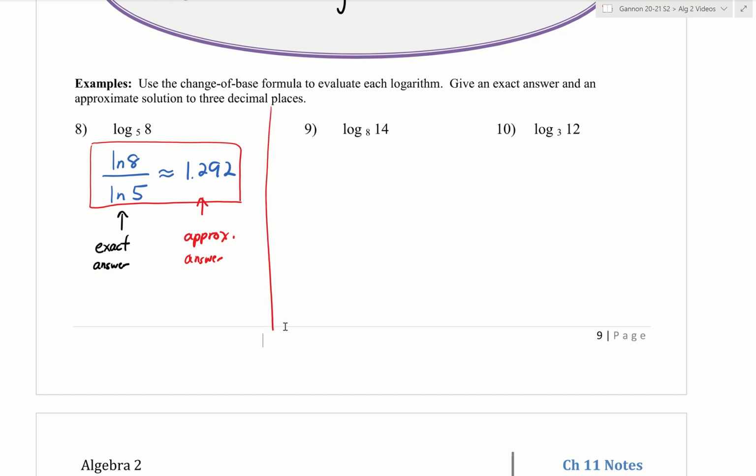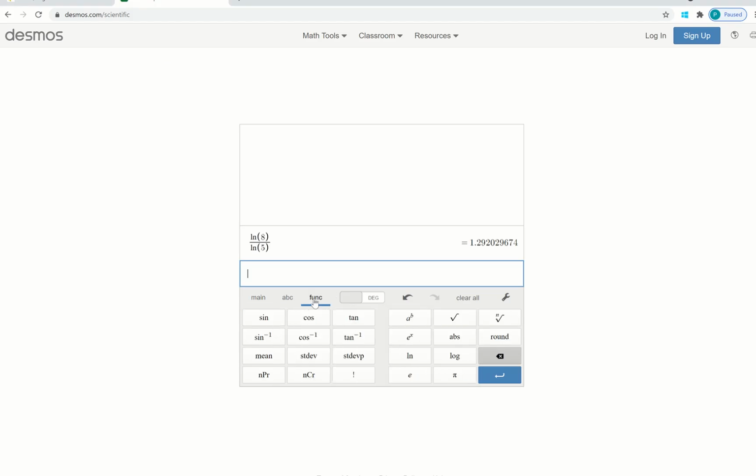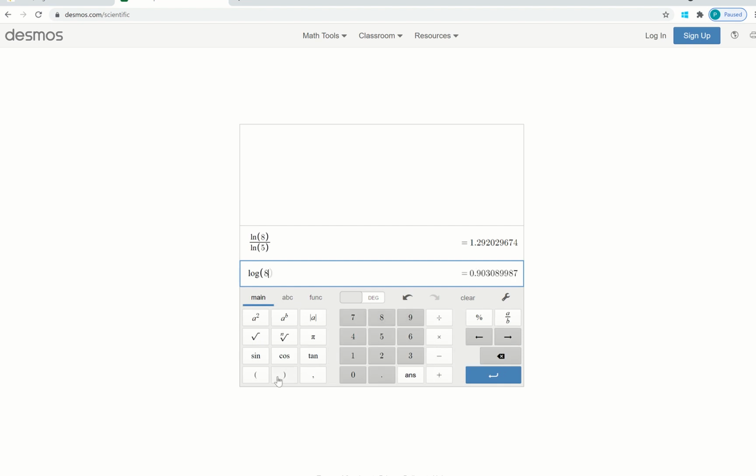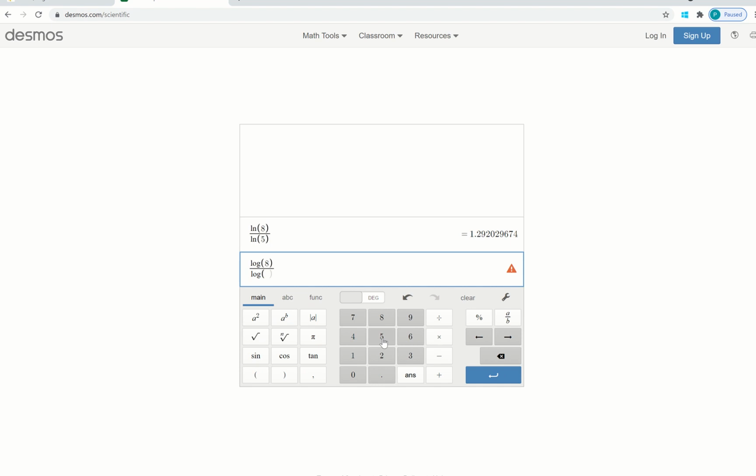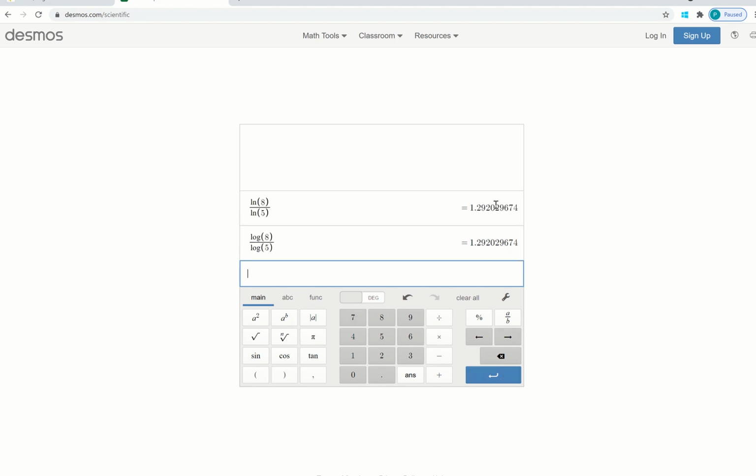Now, since we have the calculator up, let me just show you real quick that if I typed in log of 8 divided by log of 5, okay? So again, an alternative solution would be log 8 over log 5. If I did that on the calculator, that was one of the other options. So I've got log, so I'm going to go log 8 divided by log 5. I get exactly the same answer, okay?